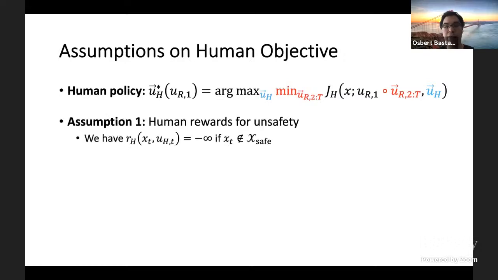So our first assumption is about the reward function. The only thing we're going to assume is that the human prioritizes avoiding unsafe states. Basically, the human reward function is negative infinity for any unsafe state. And we're not going to make any other assumptions about the structure of the human reward function.